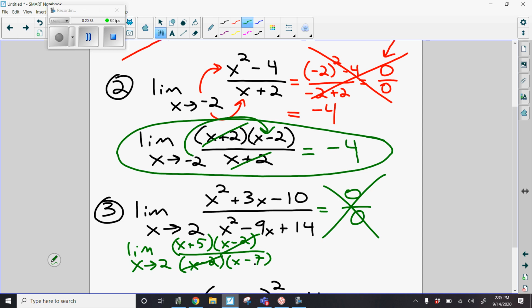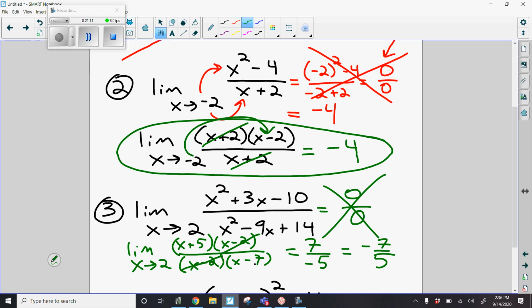So when I plug in 2 into the top, 2 plus 5 is 7. So I get a numerator of 7. And when I plug 2 into the bottom, 2 minus 7 is negative 5. So I get my limit equals negative 7/5. And again, you can go ahead and graph that thing and check numbers really close to 2, and you'll see an answer that's very close to negative 7/5. All right, negative 1.4.